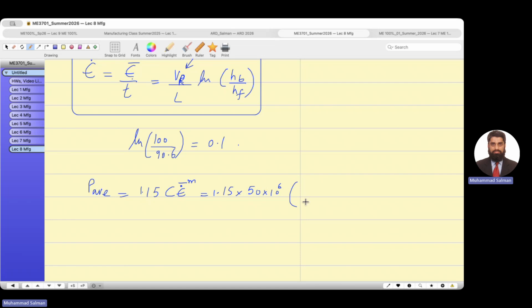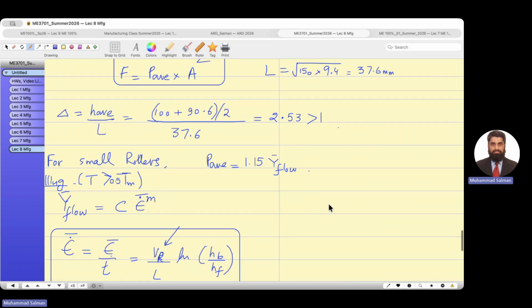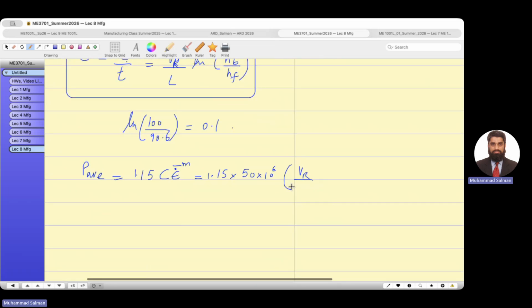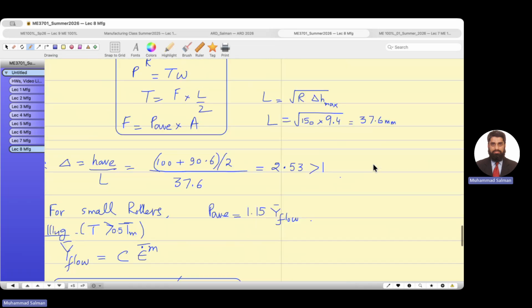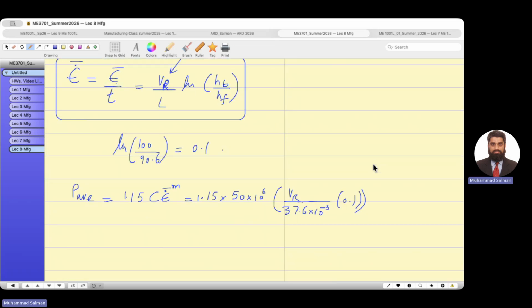Epsilon, average epsilon strain rate equals VR over the arc length 37.6. I can convert it into meters, and it is 0.1. Agreed? Now, hold to the power m. Power index equals m, which is 0.1. So, okay.